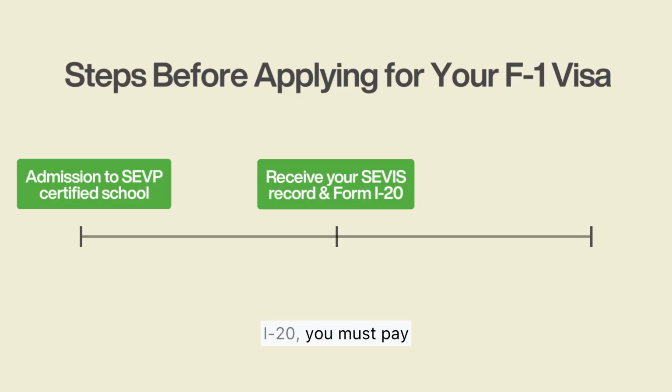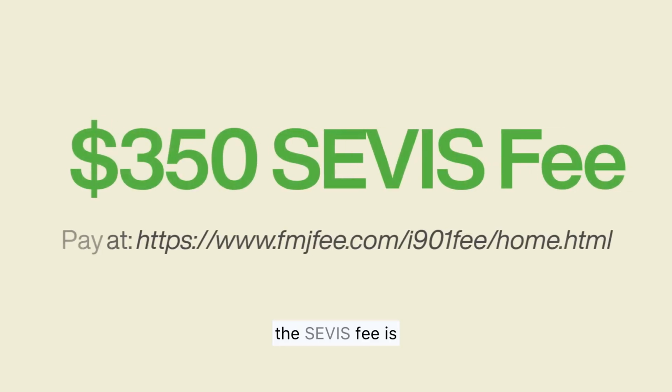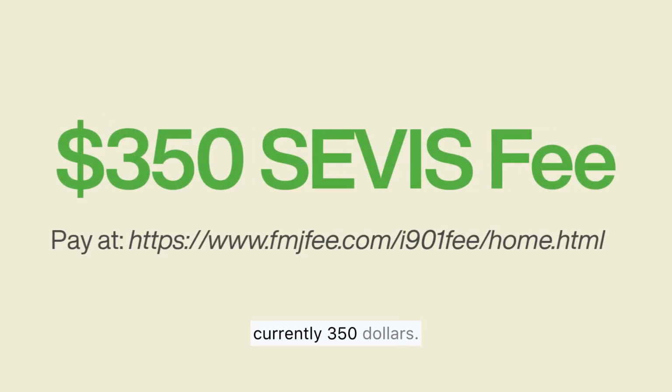After receiving your Form I-20, you must pay the I-901 CVIS fee before applying for your visa. For most F-1 students, the CVIS fee is currently $350. Be sure to keep a copy of your payment confirmation, since you may need to present it during your visa interview and when entering the United States.